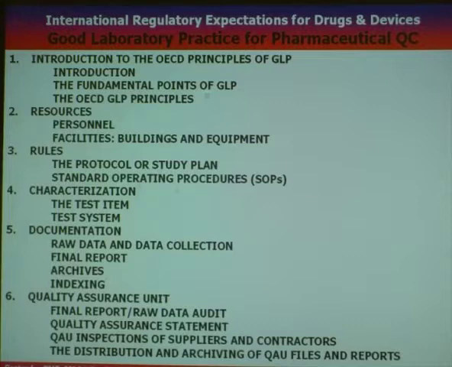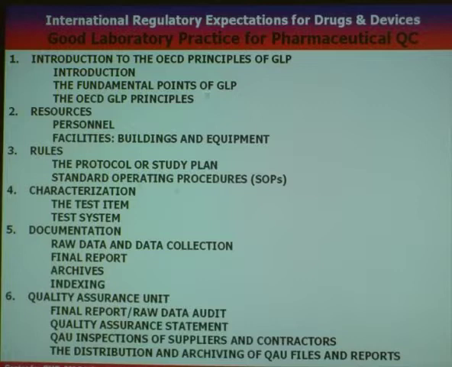The first part is about the introduction to the OECD principles of GLP, which contains the introduction, the fundamental points of GLP, and the OECD GLP principles. The second part refers to the resources in terms of personnel as well as facilities, that is buildings and equipment.